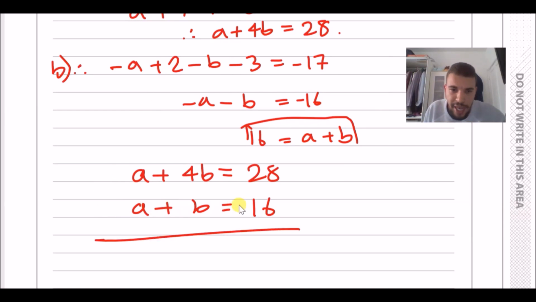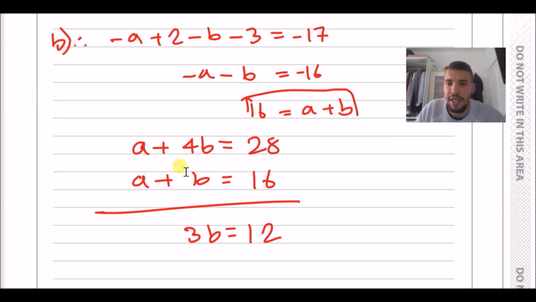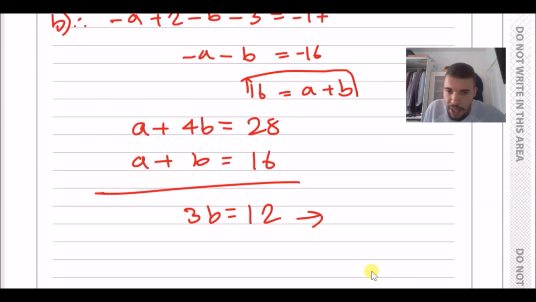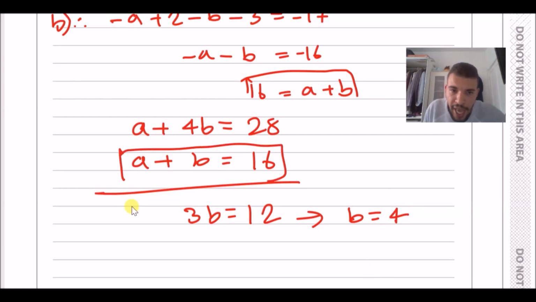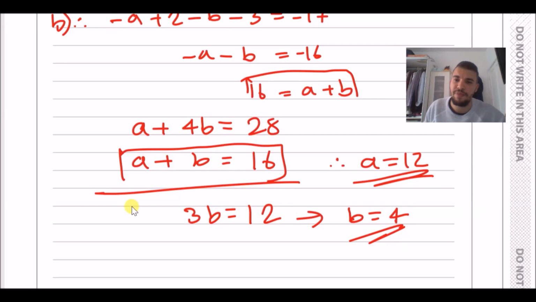If you subtract it, the a's cancel out. 4b take away b is 3b. 28 minus 16 is 12. And then, yeah, you're done. And then now just dividing 3 across, you're going to say that b is going to equal 4. And since b is 4, use the second equation here. A plus 4 is 16, so therefore, subtracting 4, a must be 12. And yeah, guys, that's number 2 wrapped up.